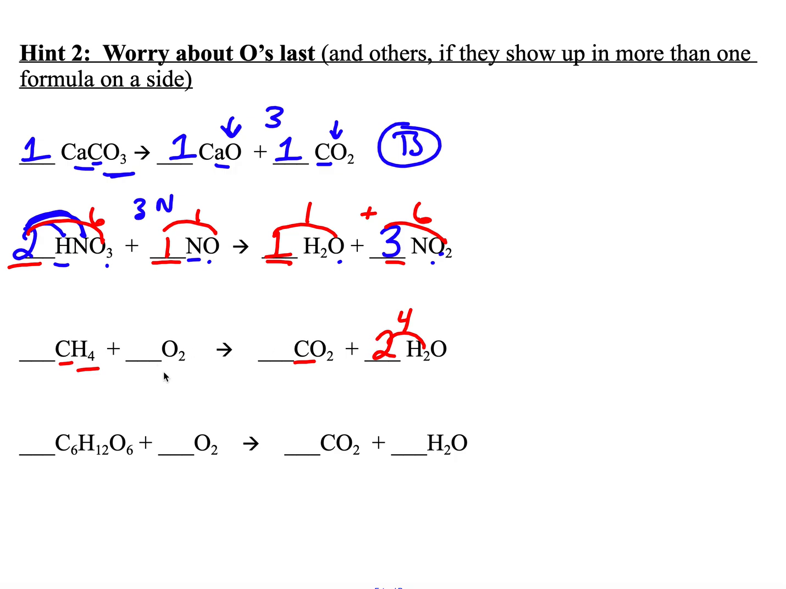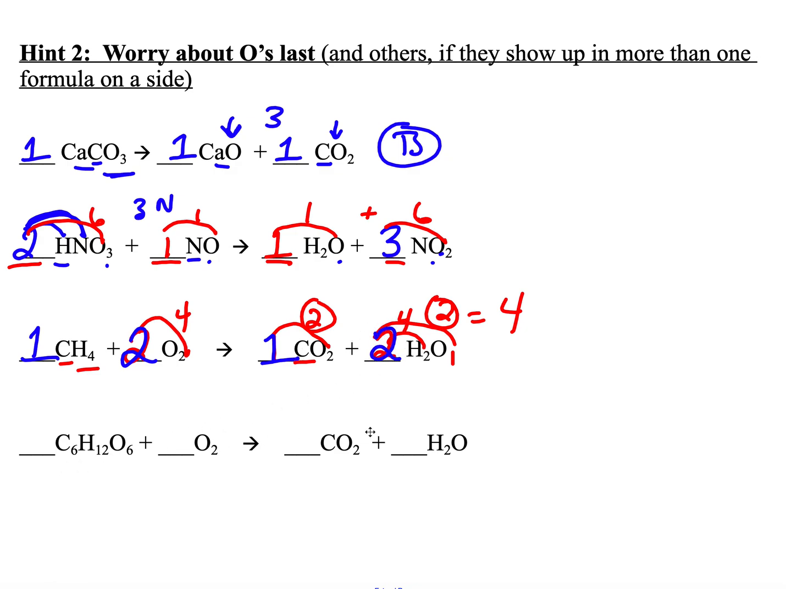So oxygens, I've got 1 times 2 here. On this side, I've got 1 times 2 oxygens, plus 2 times 1, 2. So 2 oxygens plus 2 oxygens equals 4 oxygens on the product side. I want to get the reactant side to equal 4, so what number goes here? 2, because 2 times 2 is 4. So when this equation's all balanced, it's going to be a 1, a 2, a 1, and a 2.